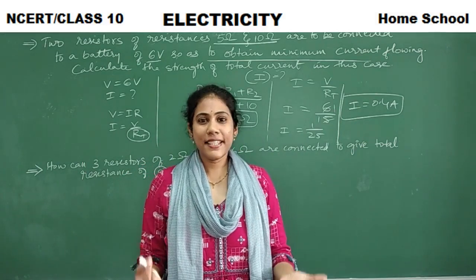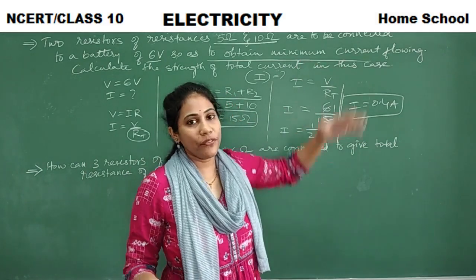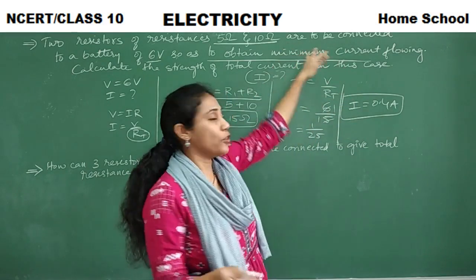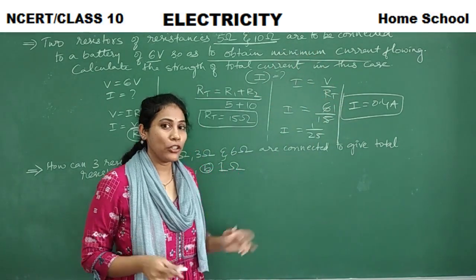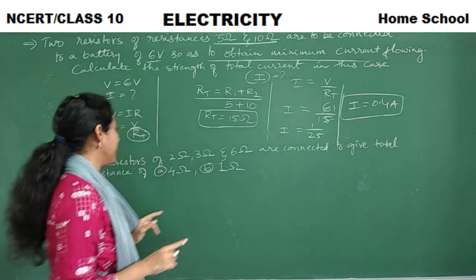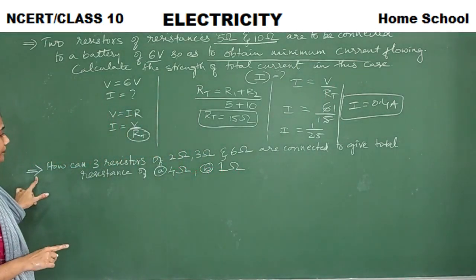So if the resistance is high, definitely current is low. If the resistance is low, definitely current flow is high. This is the concept clarity you should have in different combinations. Fine, coming to the next question.